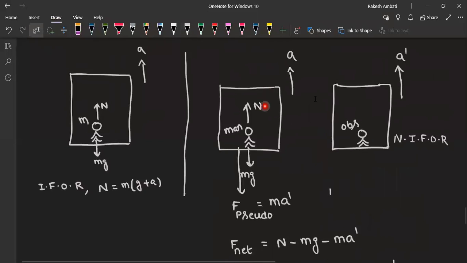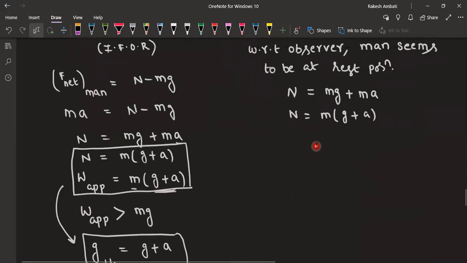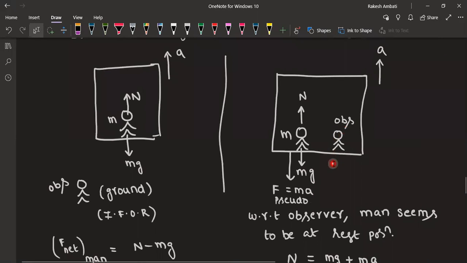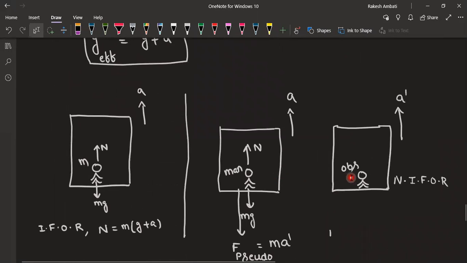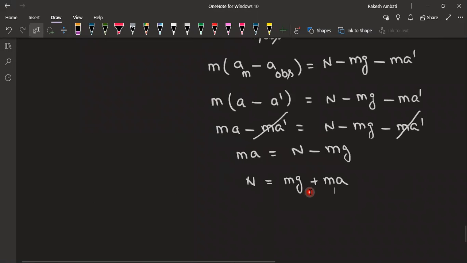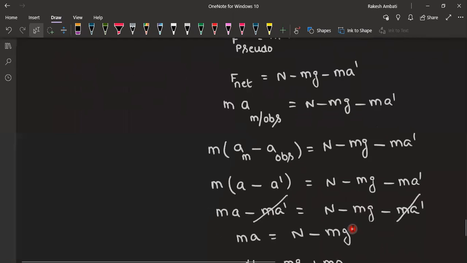And in the case of the non-inertial frame, in the different lift, is the result changed or the same? Same. So in this case, the observer is in the same lift, and the normal force is mg plus ma. In this case, the observer is in a different lift, and the result is still N equals mg plus ma. In the next case, I'm taking the observer in a different lift, with the lift moving downwards. Let us verify whether we get the same result or a different result.